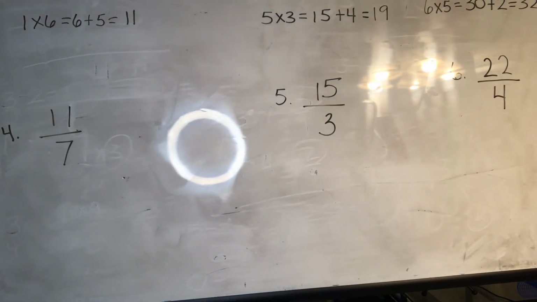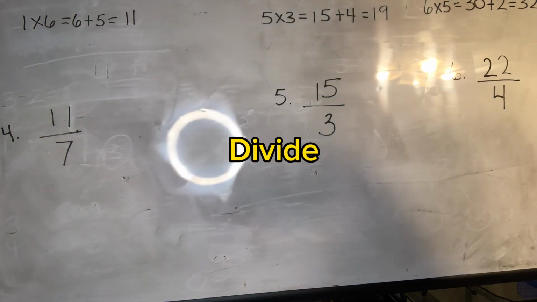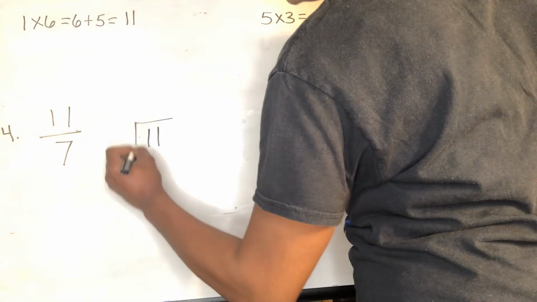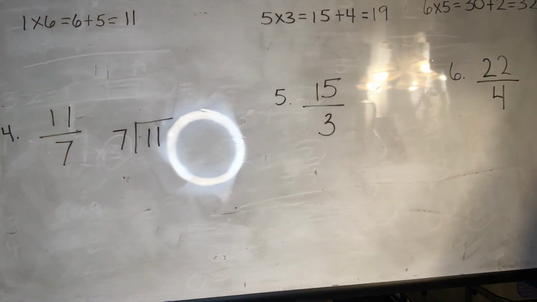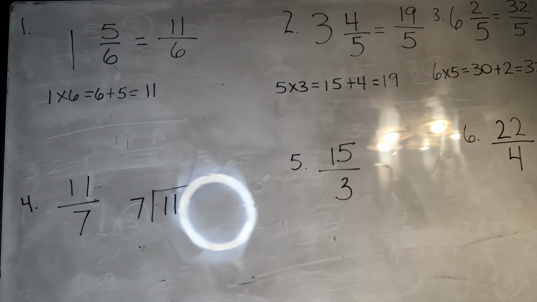Alright, so now moving on to number 4, we have what we know is an improper fraction because our numerator is greater. So we are going to then put our numerator inside our house, our denominator outside of the house. We know that 7 times 2 is how much? 7 times 2 is 14. Alright, so now what? You said 14, but we got 11. So how many groups do we need? How many groups do we get? Be one group. That's it.